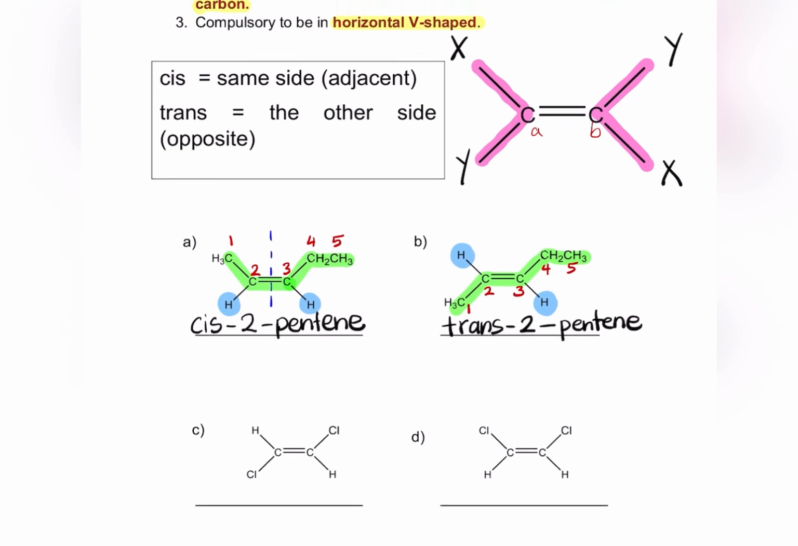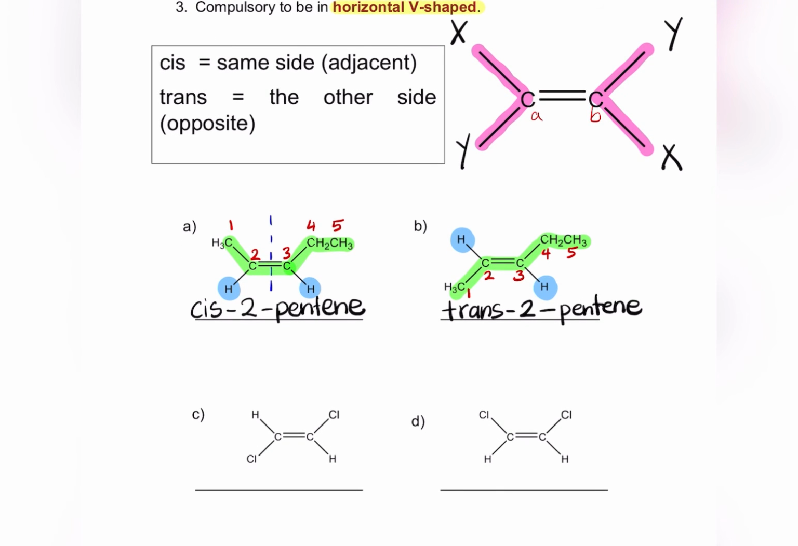Next one, we go to C. So C, can we give the name to this one as cis and trans? If I take a look carefully, I got the double bond and then I got 2 carbon atoms. So 2 carbon atoms means that this structure is ethene. And then what's next? I choose whichever numbering that I want. So I put here 1, I put here 2.